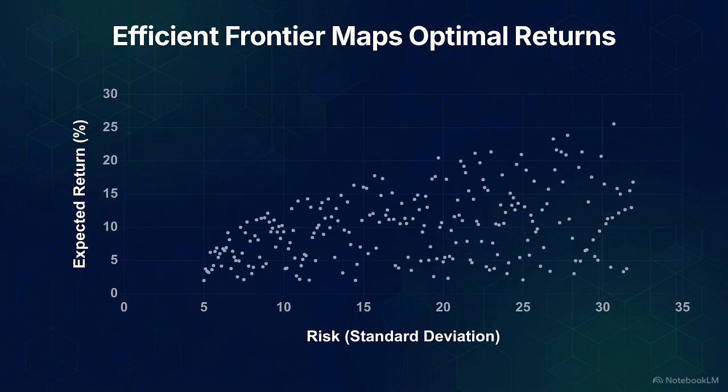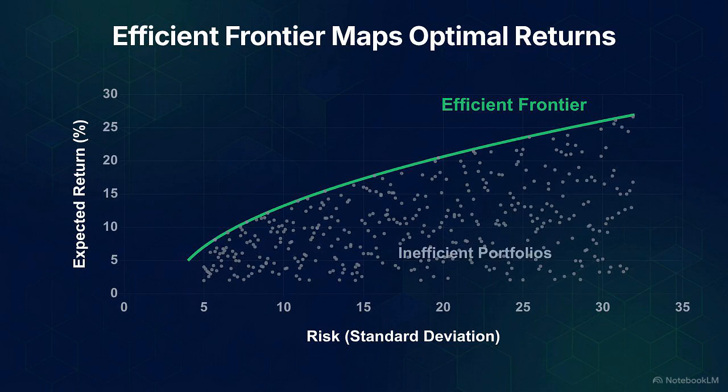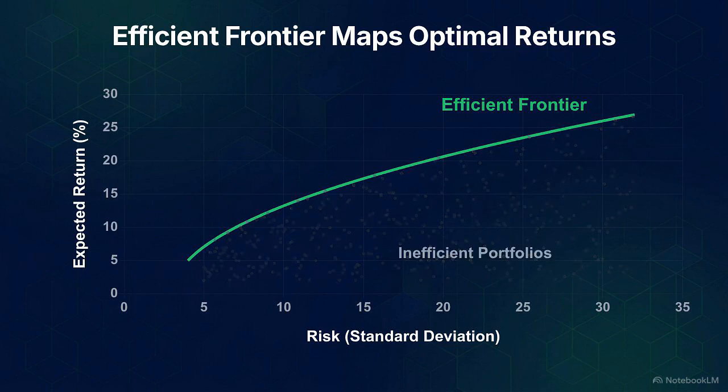To find the optimal mix, analysts plot expected return against standard deviation, or risk. This generates a curved boundary known as the efficient frontier. Portfolios below this curve are inefficient, offering lower returns for identical risk. Any portfolio above the curve is mathematically impossible.